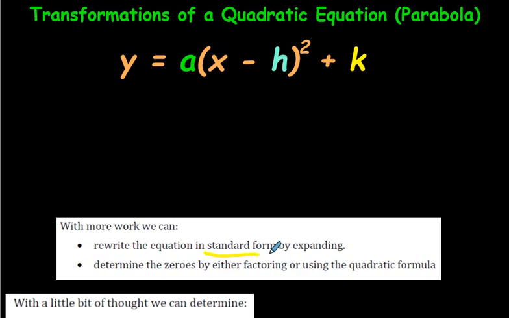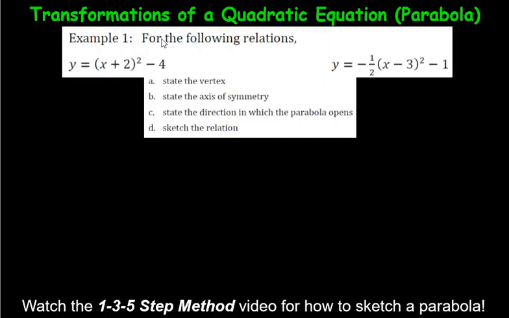And once you have it in standard form, then you could factor it, and you could find out the actual zeros. Not just how many there are, but you would know exactly where those zeros are. And you could either factor it or use the quadratic formula. And again, each one of these words that I'm saying that may sound confusing, I have videos for. Now let's talk more about these transformations of quadratic equations.